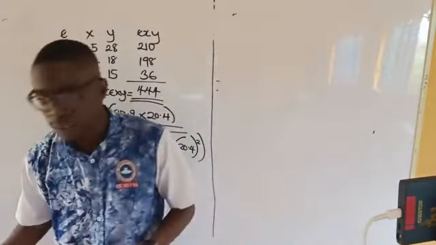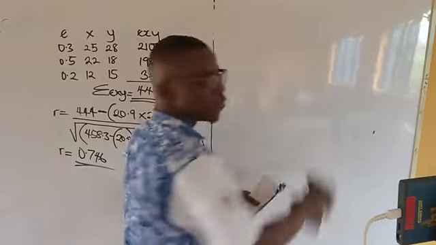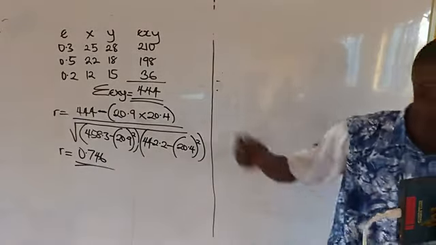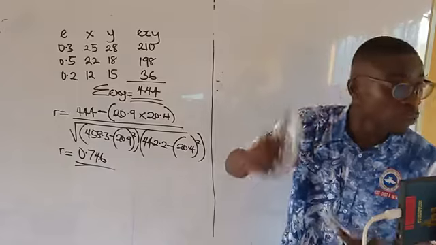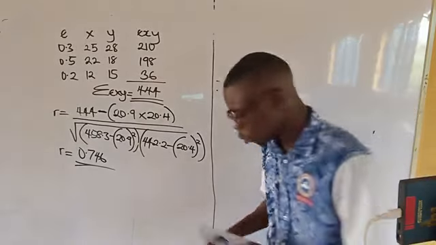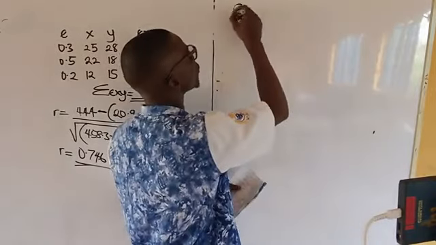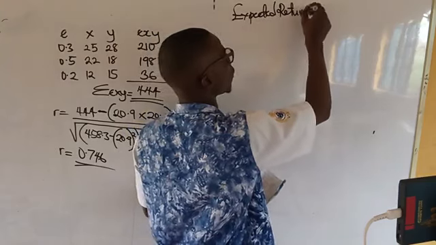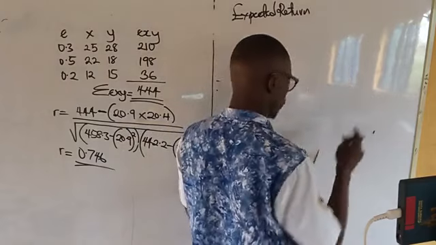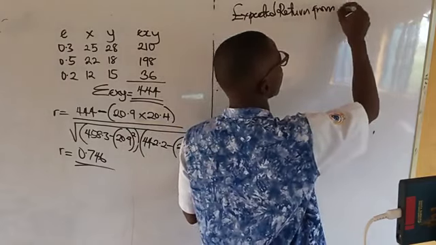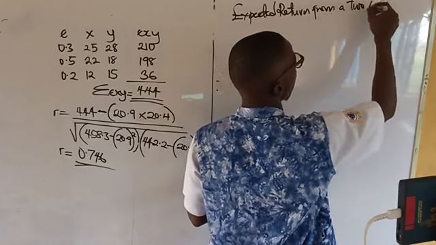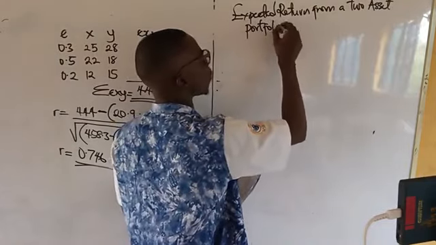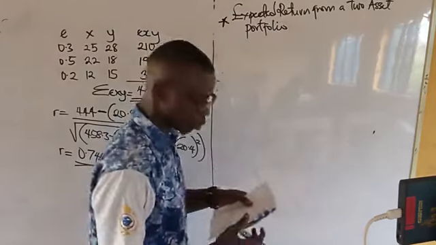So how do we now calculate? If you are given two investments, how do you calculate the expected return of two investments? We have been calculating the individual. So let's go now. The expected return from a two asset portfolio. So how do you calculate it?